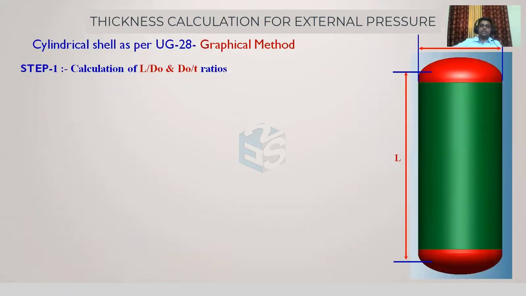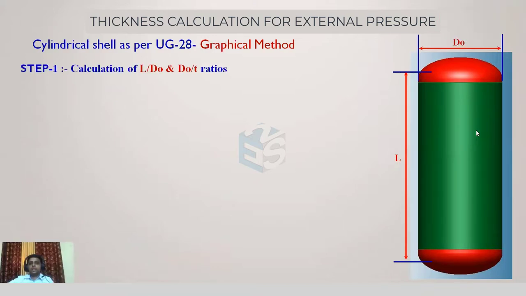So we are dealing with the graphical method first. We will analyze this with the help of both these methods. So let's calculate L by DO and DO by T ratios. L by DO gives us the value of 8.1374. 8267.667 divided by 1016 will give us the L by DO ratio as 8.1374. And DO by T, as DO is 1016, T we have calculated 6.5, so it is 156.307.